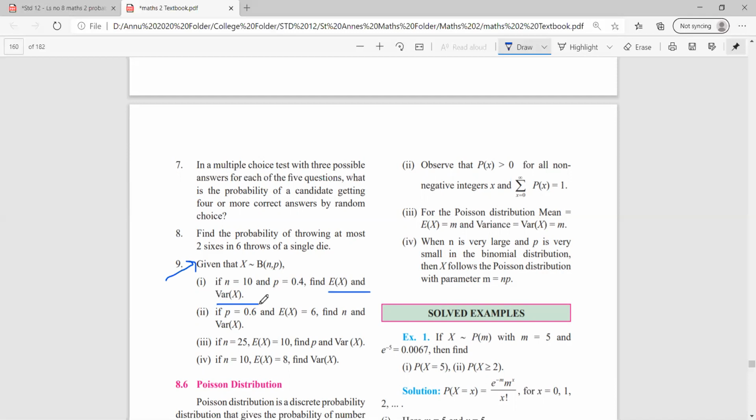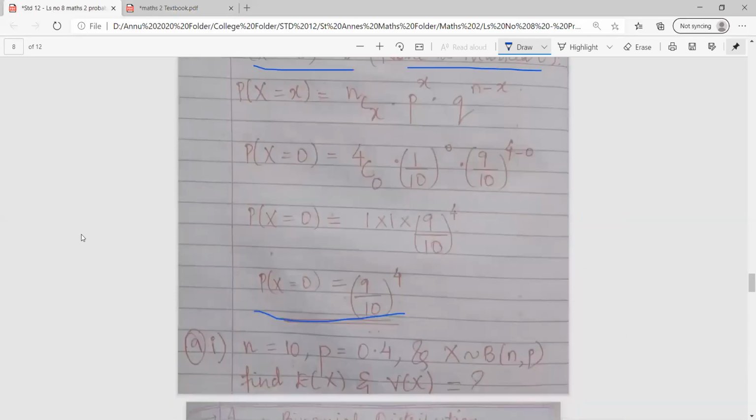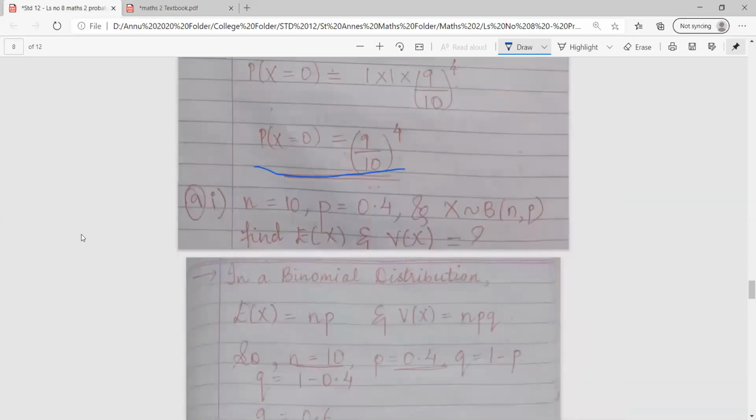So remember class, when I started the session, I had made you revise the formulas. E of x is n into p and V of x is n into p into q. And whenever you're solving binomial sums, always check you should have all the 3 alphabets. So in this case, I'm having only 2 alphabets, N and P. So what will be the very first thing to find out the value of Q?